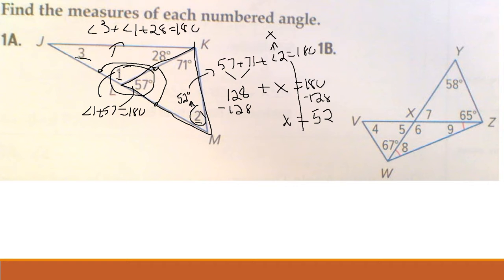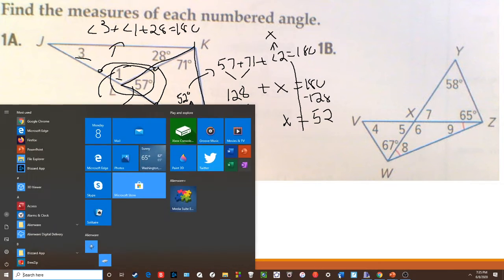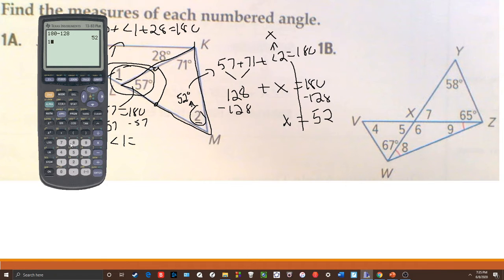So this will allow me to figure out what angle 1 is, and then I can use that to plug in this equation to figure out what angle 3 is. So if I subtract 57 from both sides here, minus 57, minus 57, we get angle 1 is, let's go ahead and do that here, 180 minus 57, we get 123.